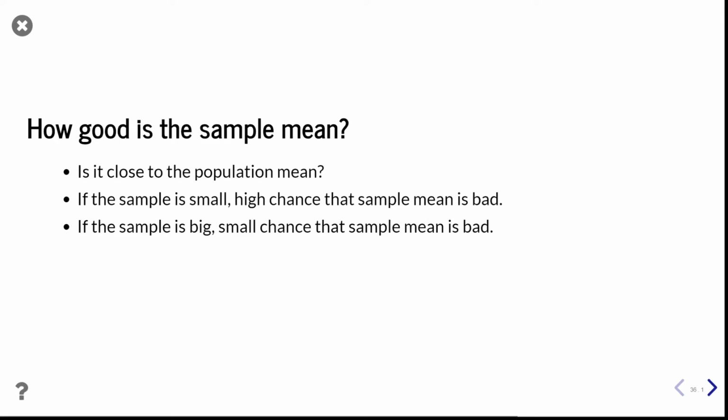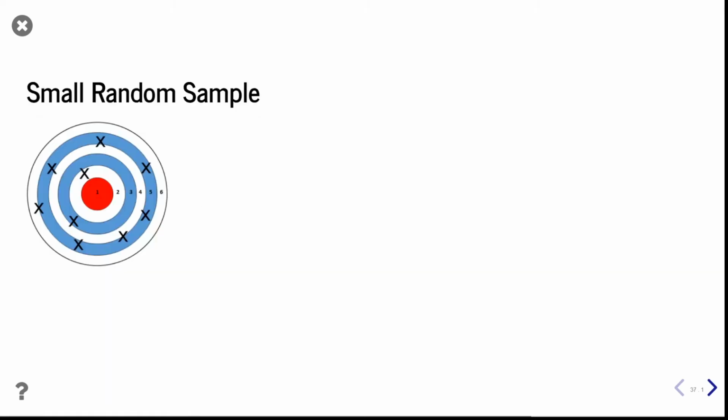If the sample is small, there's a good chance that the sample mean is bad, that it's far away from the right answer. If the sample is big, there's a smaller chance that the sample mean is bad. Here's a picture. Suppose I take a small random sample and I calculate the mean. The right answer, the population mean, might be here, in this cartoon. But what I find is here. It's far off. I calculate another sample mean, I get this.